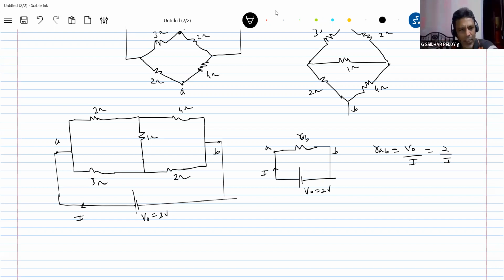So something is troubling you. How to calculate this particular thing? How many loops are there? Here current I will come. Here I1, I minus I1, and this will be I1 plus I2. Let this be I3. I1 minus I3, this will be I2 plus I3. The total will be again I. So I is equal to I1 plus I2.